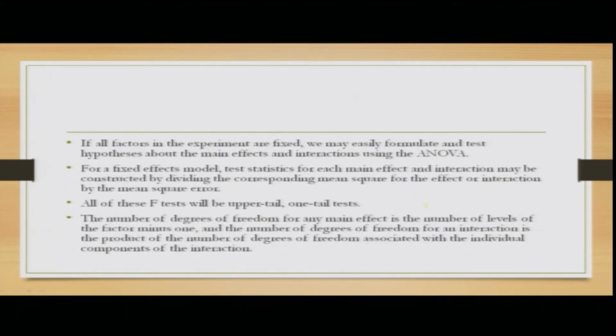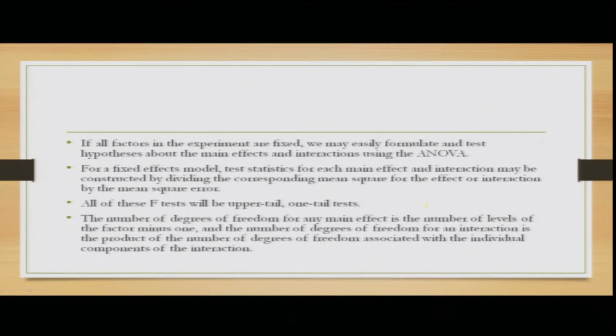If all factors in the experiments are fixed, we may easily formulate and test the hypothesis about the main effects and interaction using the ANOVA model. For a fixed effect model, test statistics for each main effect and interaction may be constructed by dividing the corresponding mean square for the effect or interaction by the mean square error. So, all these F tests would basically be upper tail or one-tail tests, either greater or smaller depending on the problem formulation, but not in between.